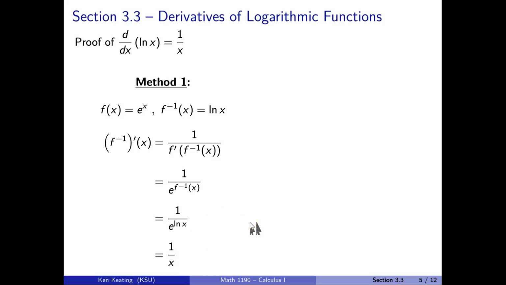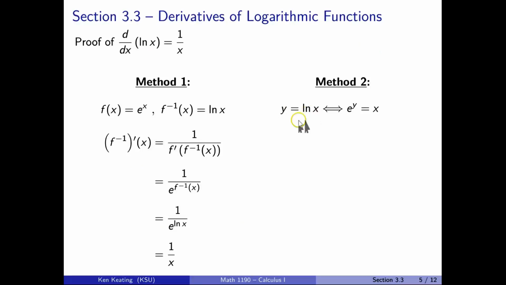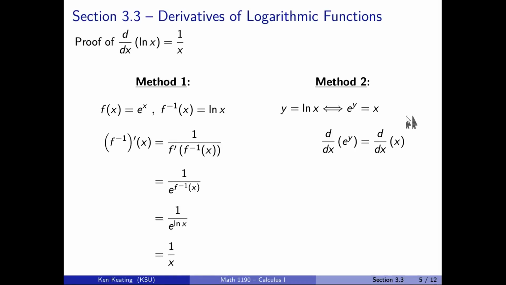Now, if you don't like this derivative of an inverse function theorem, then I can prove this a different way. And to do this, I'm going to use implicit differentiation. We're going to write the function y equals ln x and try to take the derivative of that by first converting to exponential form. y equals ln x, its equivalent exponential form is e to the y equals x, and then take the derivative of that. And now this again needs implicit differentiation.